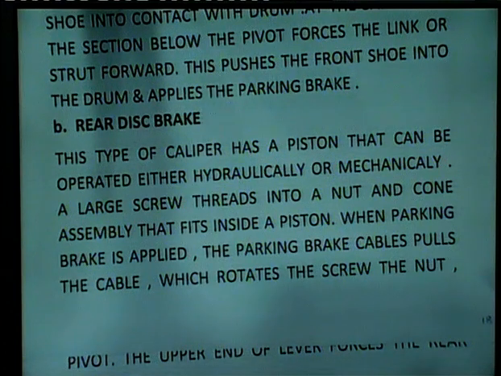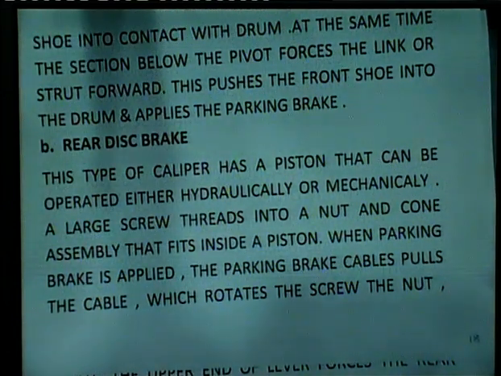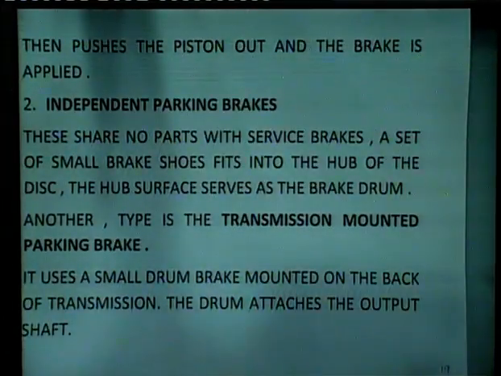A large screw threads into a nut and cone assembly that fits inside a piston. When the parking brake is applied, the parking brake cable pulls, which rotates the screw, and the nut then pushes the piston out and the brake is applied. So, this is the integral brake system. Let us see about the independent brake system.